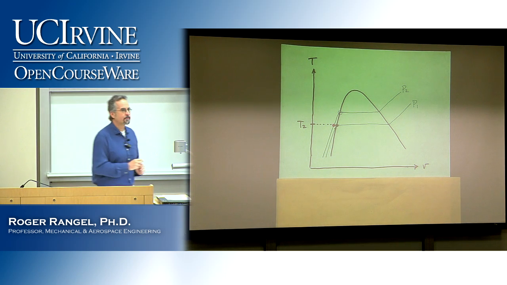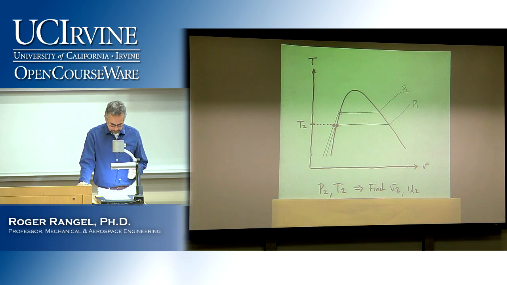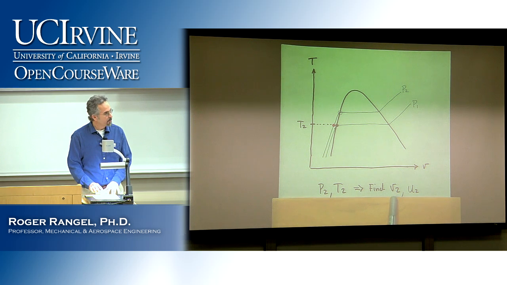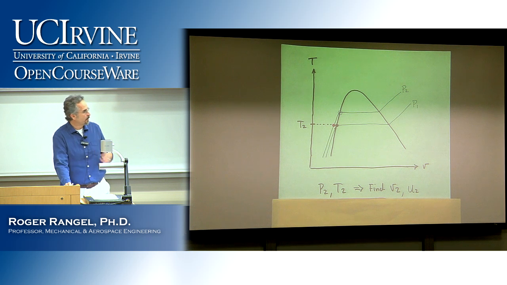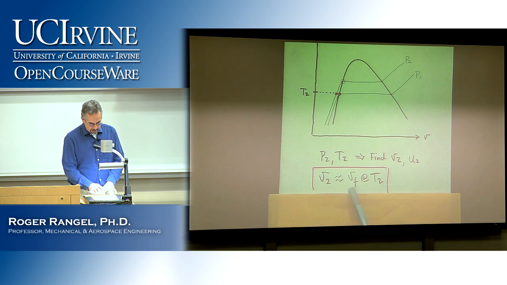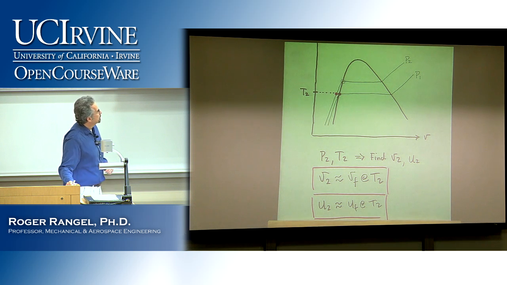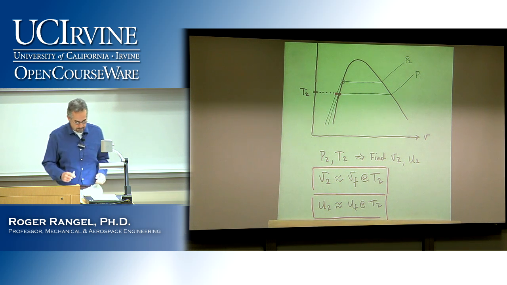Any questions about this? So here is the typical problem. I have P2 and T2, and I need to find the specific volume. I'm also including here the internal energy because you will very soon need to start looking for internal energies. But the approximation is the same. You approximate it as the value V sub F at the given temperature, and if you're interested in the internal energy, U sub 2, you would approximate it as the specific internal energy of the saturated liquid at the temperature. So, all right.